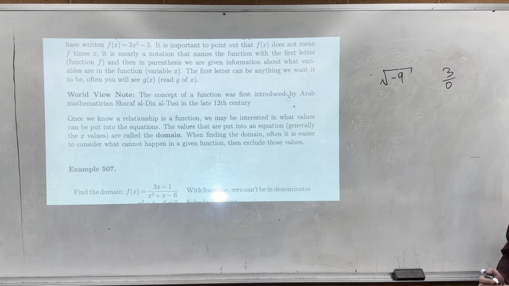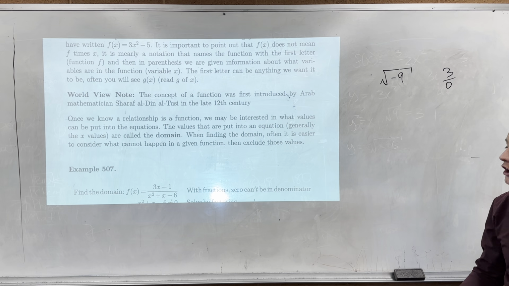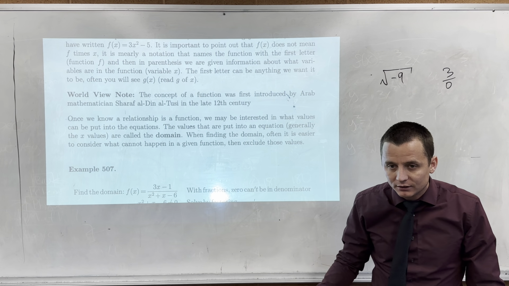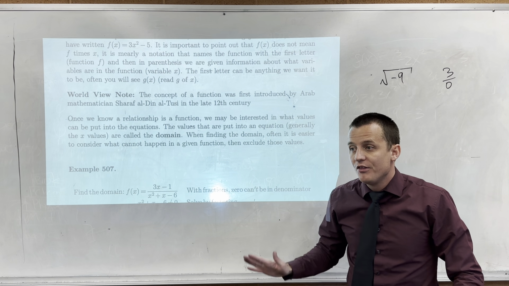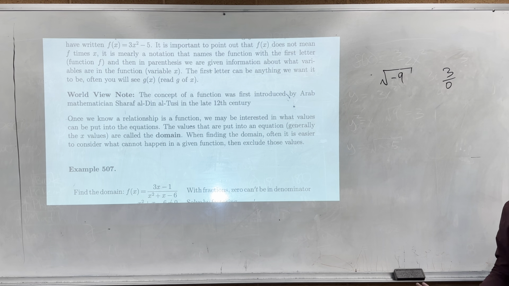Good? So those are the 2 things you can't do. Outside of that, you're good. So when they're asking you, what's the domain of a function? What are all the numbers I can plug in? It's going to be all the numbers that don't make you divide by 0 and that don't make you take the square root of negative numbers. Those are the only 2 things you have to watch out for.